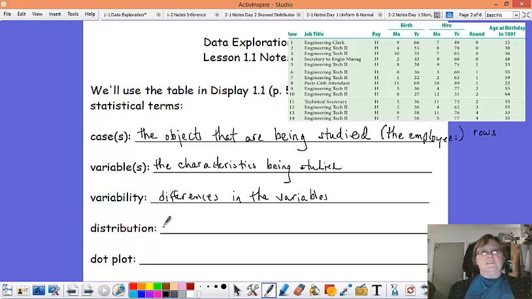A distribution, folks, is just a listing of all the variables and the values that they take on. A listing of the values of the variables, and how often those things occur. So you might think about a distribution in age being all the various ages that are covered here and how often each of those ages occurred. So it's a listing of the values of the variable and how often they occur.